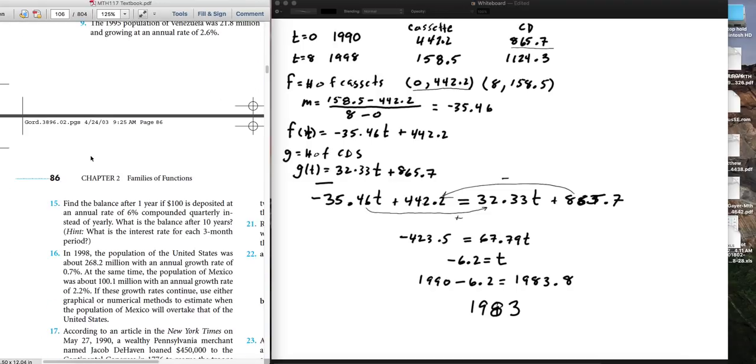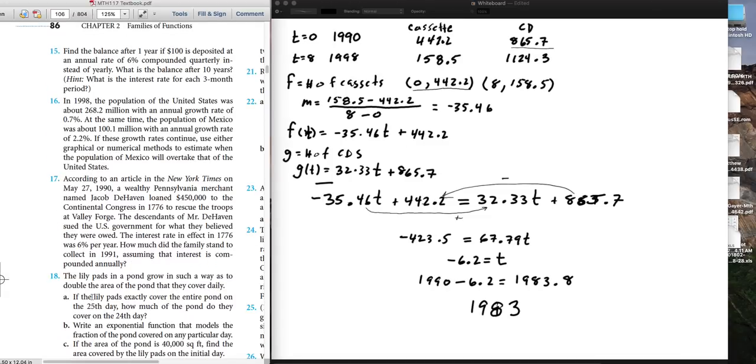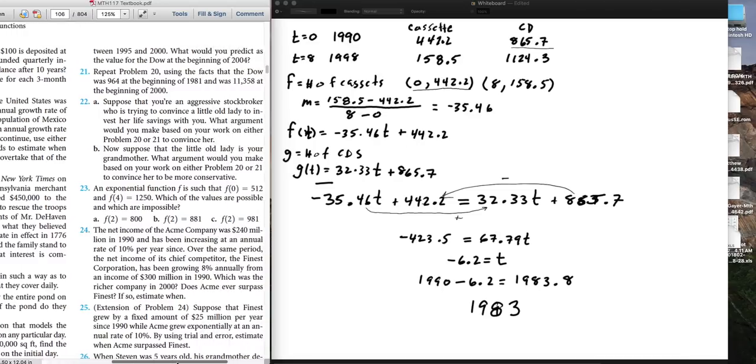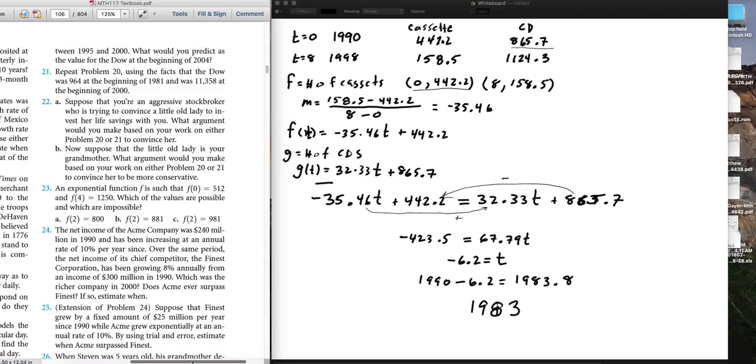Let me see. Which is right over there. Oh, no, this is it. Lost track there. Okay, number 23 doesn't have any context behind it, but it's asking you a question. Given the initial information, an exponential function such that f of 0 is 512 and f of 4 is 1250, which of the values are possible?